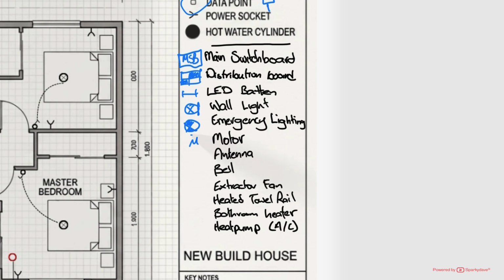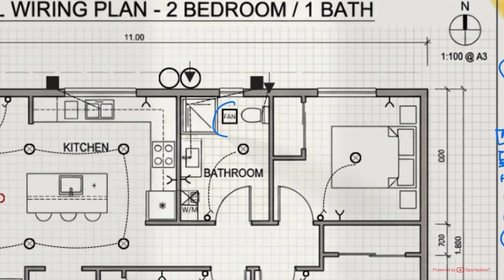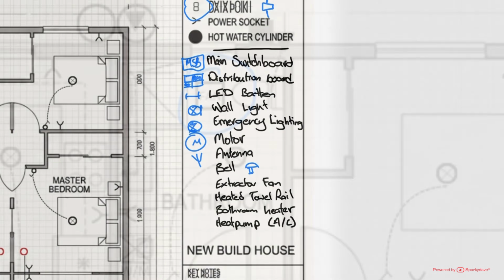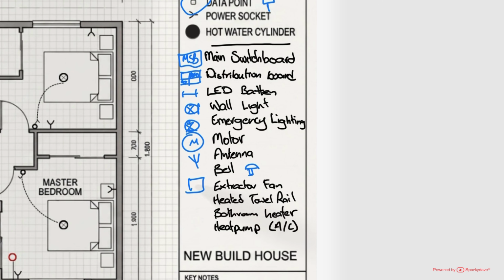Motor is just an M in a circle. Antennae is like a Y shape. A bell. Now, this one here is just like that. Sometimes for a doorbell, they can have the bottom crossed in as well. And extractor fan, a lot of the time you'll find they'll just write fan in a box. They may have a square with a cross through it, or another one could be EF inside of a box too. And that also means extractor fan.